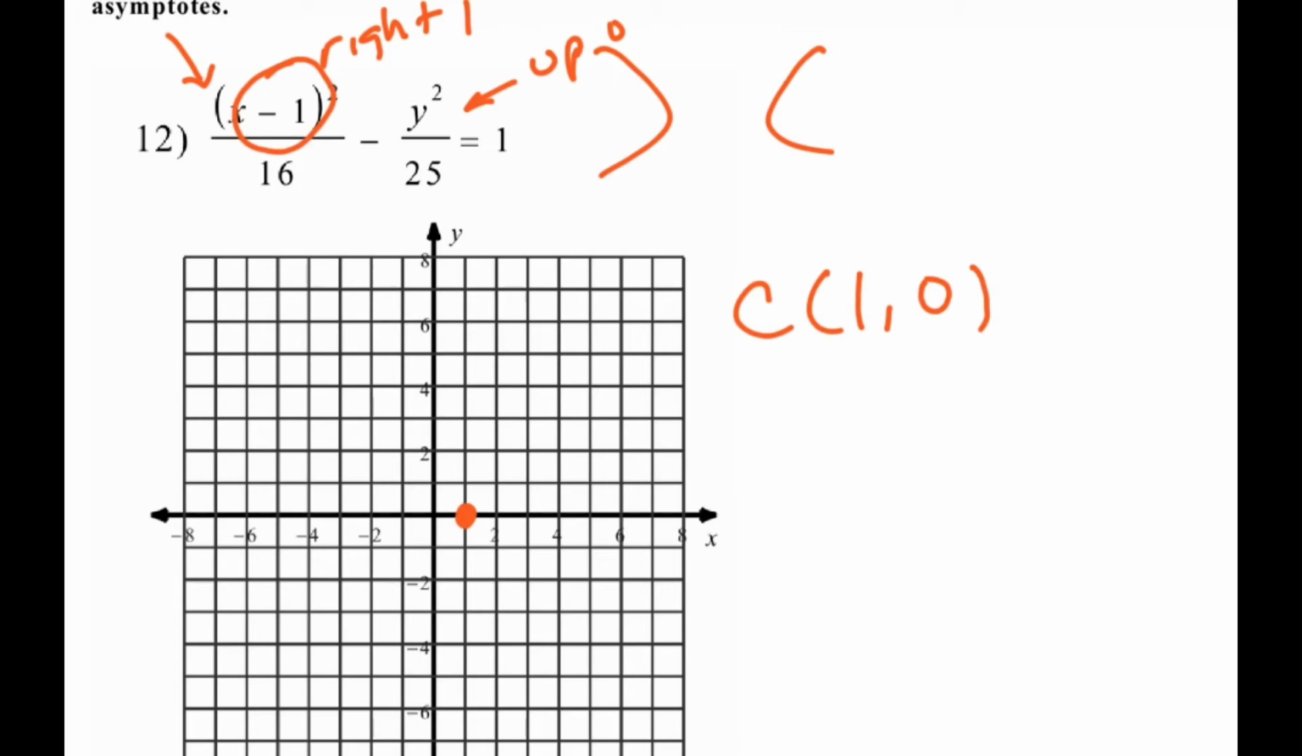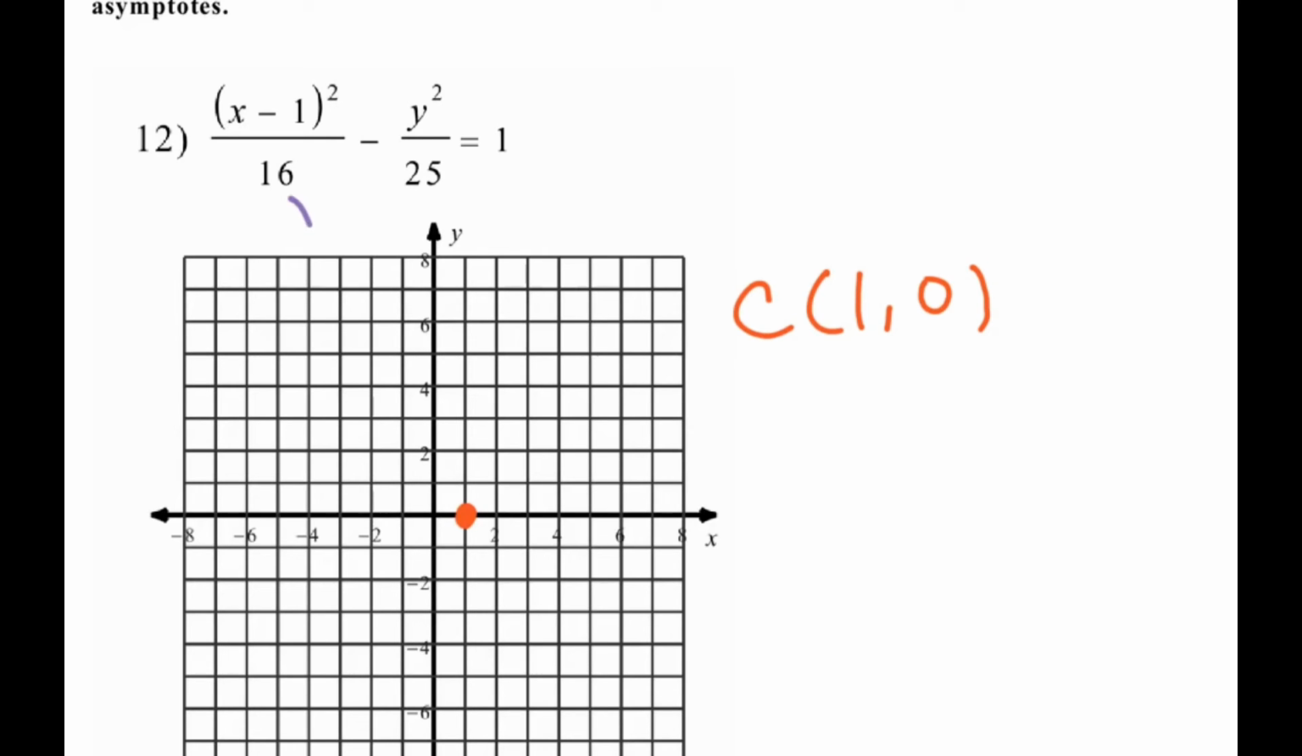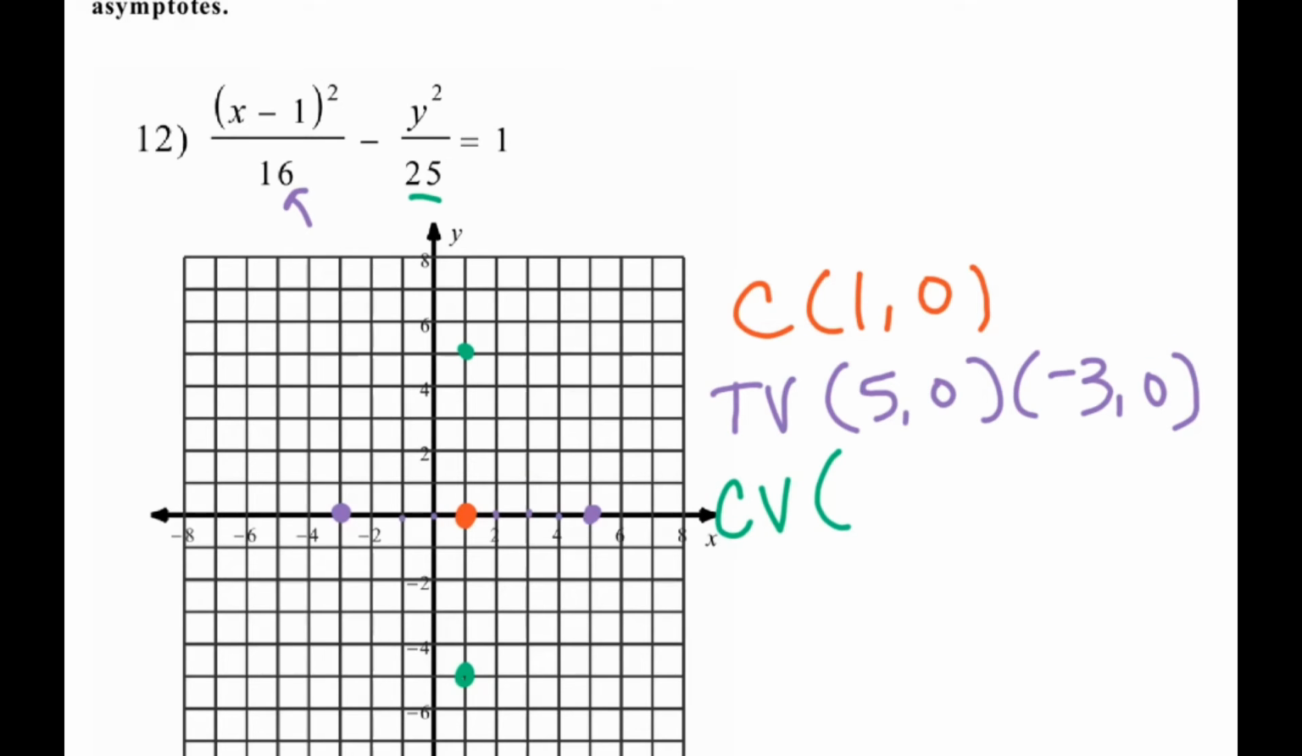So then, as with other things that we've translated, like with the ellipses and circles, that point is now my center. From that point, I'm going to go my transverse axis. I'll go 4 away from that. So I'm going to go 1, 2, 3, 4, and then 1, 2, 3, 4. So my transverse vertices are going to be at 5, 0, and negative 3, 0. You have to be careful, if it's translated, about writing out your vertices. My conjugate vertices will be 5 away from the center, so I'm going to go up 5 and down 5. When I write my conjugate vertices, it's going to be 1, 5, and 1, negative 5.